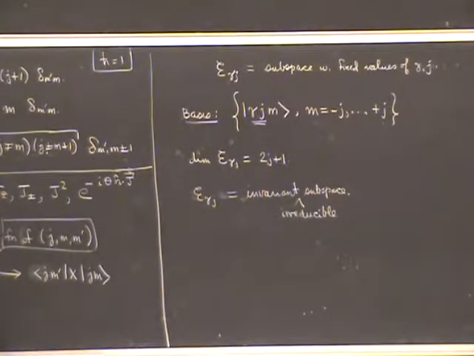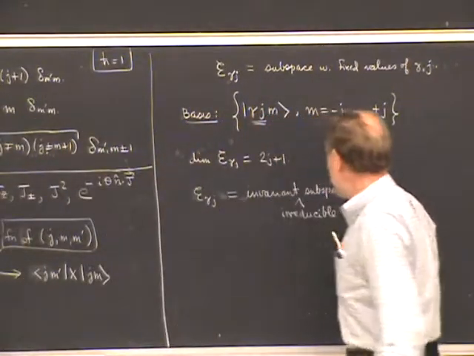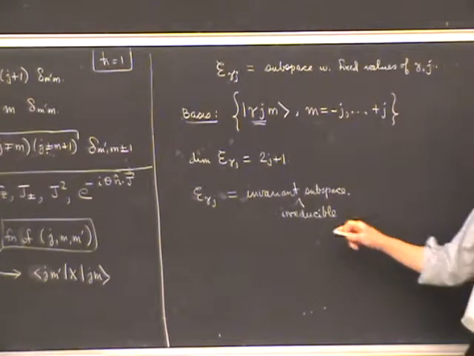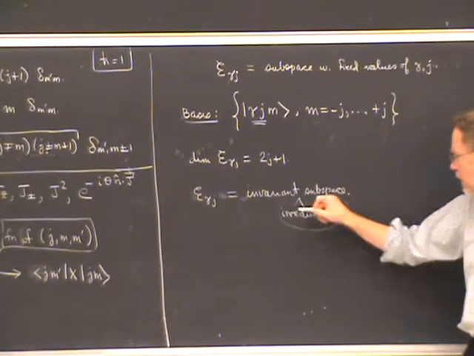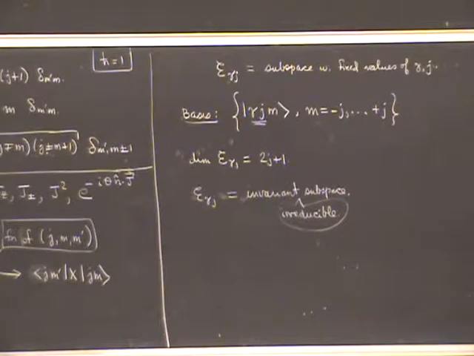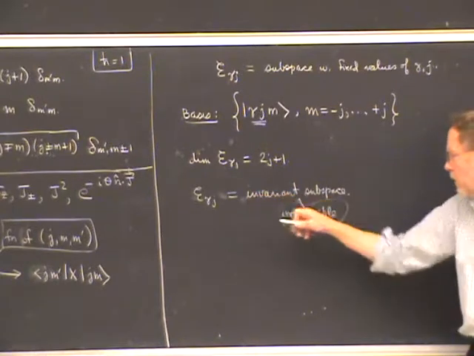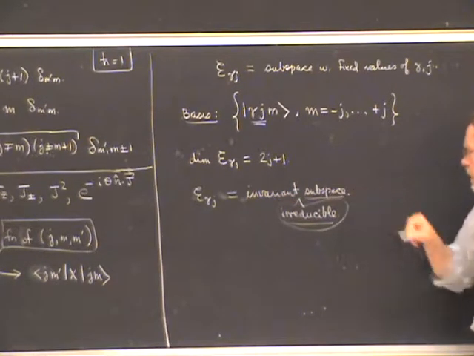Did I hear a question somewhere? This is a name for it. If you ever study rotations in group theory in more detail, you'll certainly hear a lot about this terminology, irreducible subspaces. For our purposes, I'll just use it as language to describe these spaces. I'll call them, for short, irreducible subspaces.